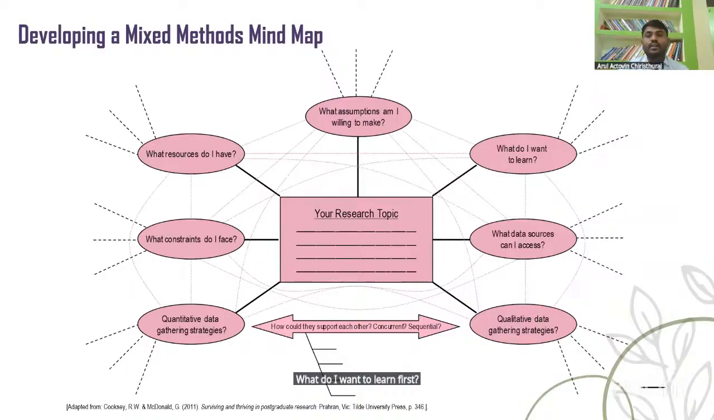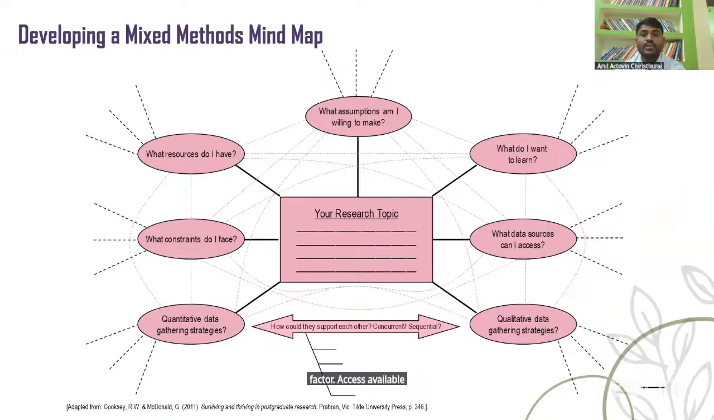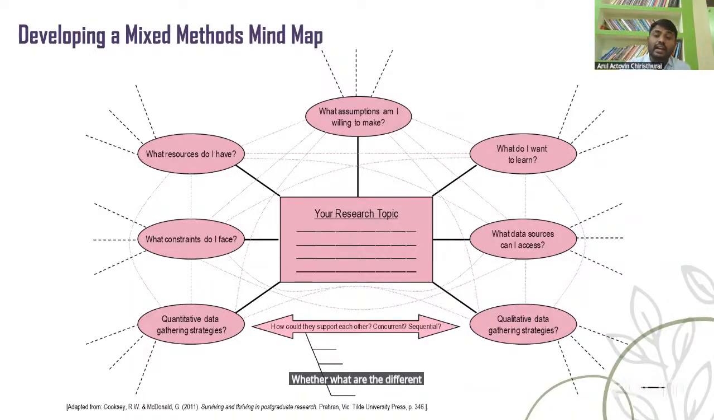The next is connected with what kind of data sources can I access? That's what I said. Available resources are also one of the factors. Access available resources. So what data sources can I access? If you want to go with mixed method, whether you have available data for quantitative as well as qualitative, is it accessible? Even the resources for secondary, even review, what are the different data sources that can be accessible? Can I access for review also? That also you need to keep in your mind.